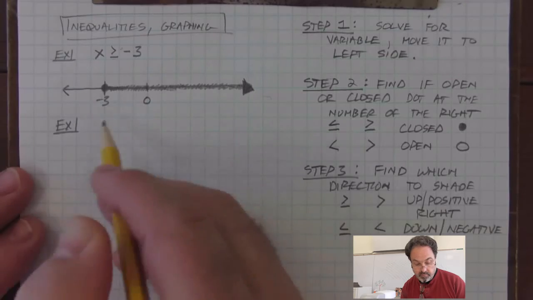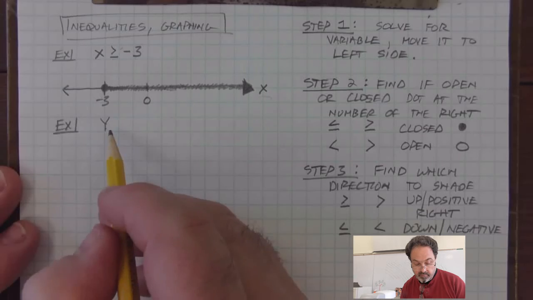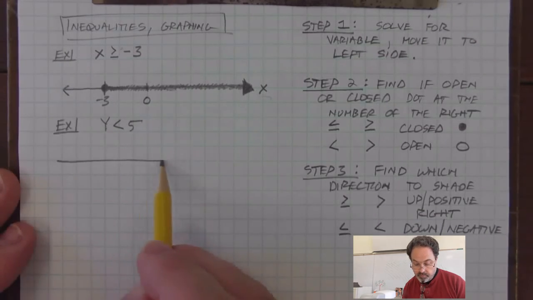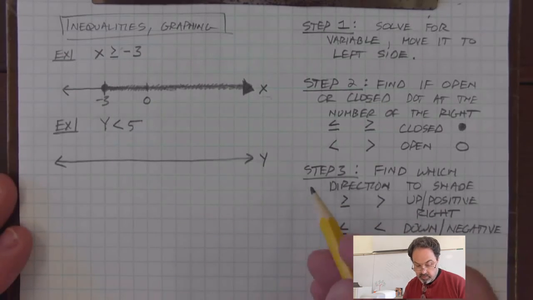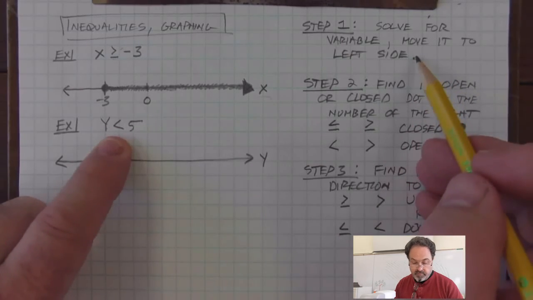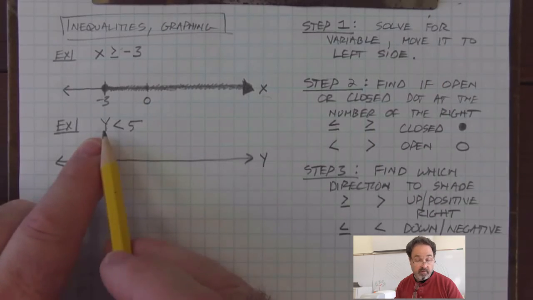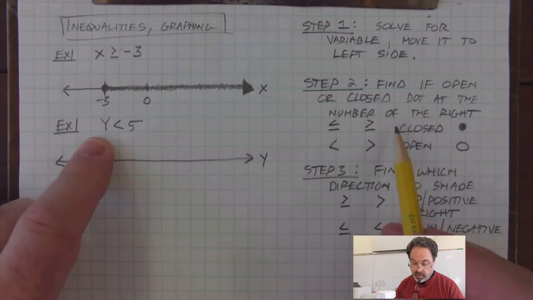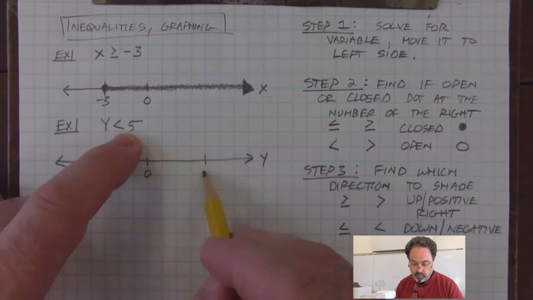We'll move a little faster. This number line, by the way, was for x. Y is less than 5. We start with the number line. It'll be a number line for values of y. Step number 1, solve for the variable, move it to the left side. We have the variable solved for, it's alone and positive on one side, and it's on the left. Step number 2, find if there's an open or closed dot at the number on the right. The number on the right is 5, so let's represent 5 on our number line.